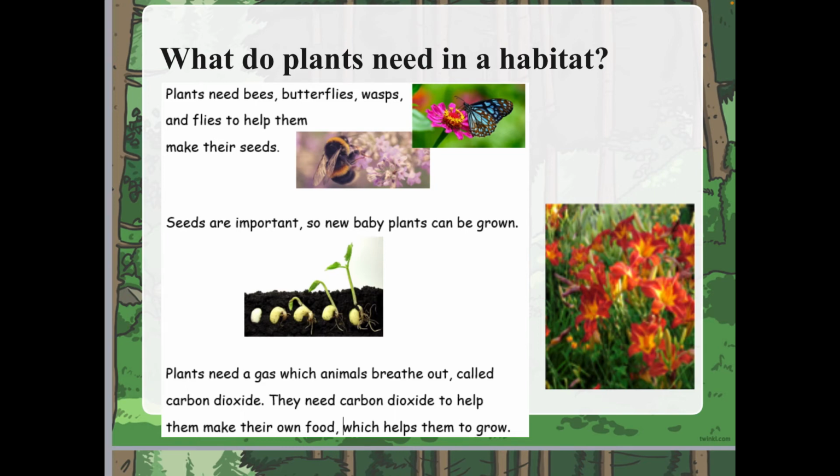Seeds are important so new baby plants can be grown. You can see a new baby plant growing out of this seed here in the soil. Plants need a gas which animals breathe out, called carbon dioxide. They need carbon dioxide to help them make their own food, which helps them to grow. So plants actually need other insects to help them survive.